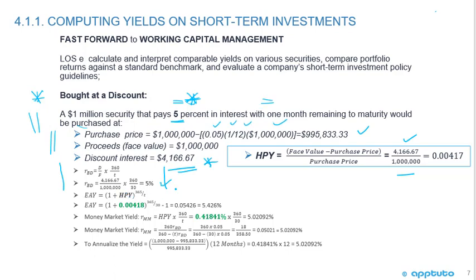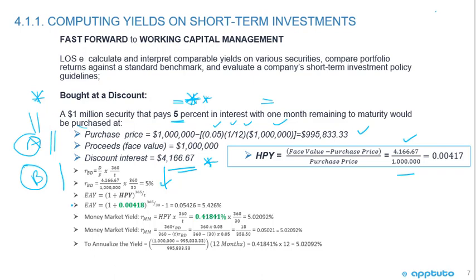4166.67 divided by a million times 360 over t, 5%. So it's a quoting convention. $1 million security that pays 5% in interest with 1 month remaining. What is the purchase price? A, you can calculate the purchase price, and then B, you can run it through the bank discount yield and see that it's going to give you 5%.